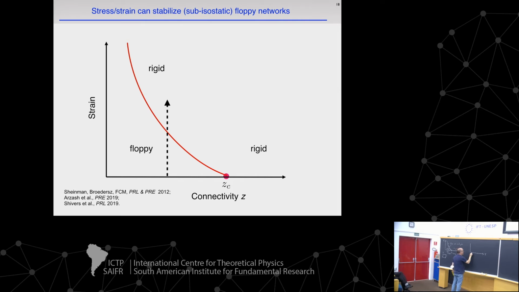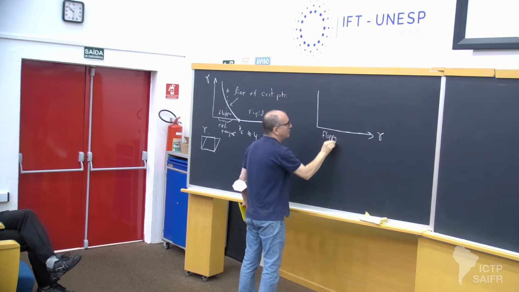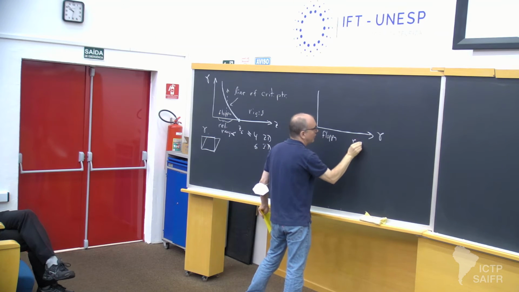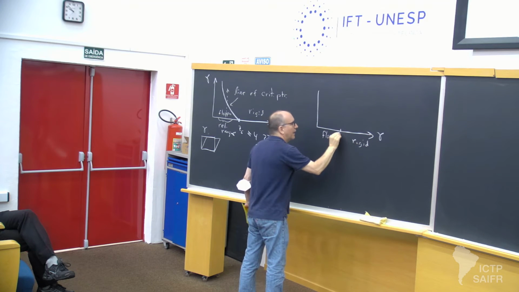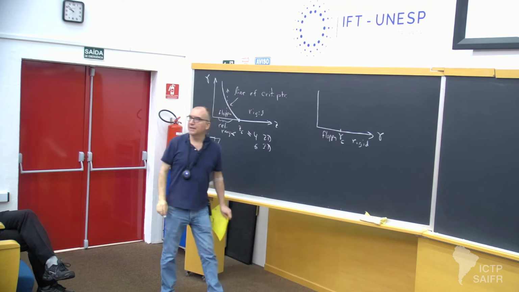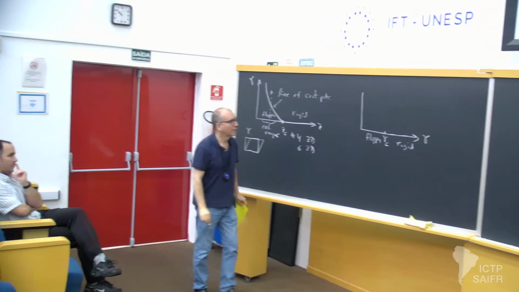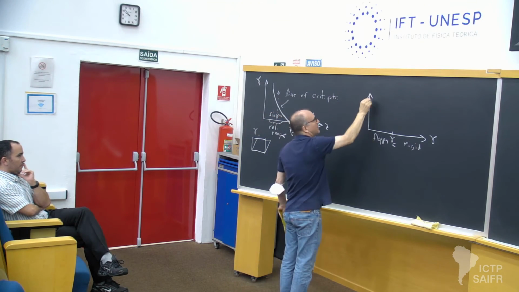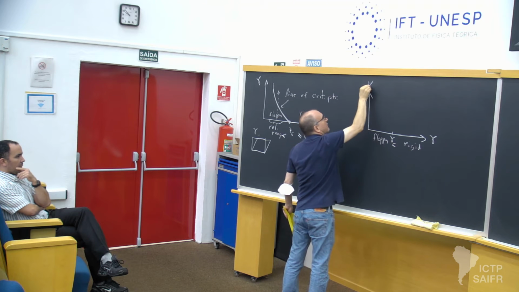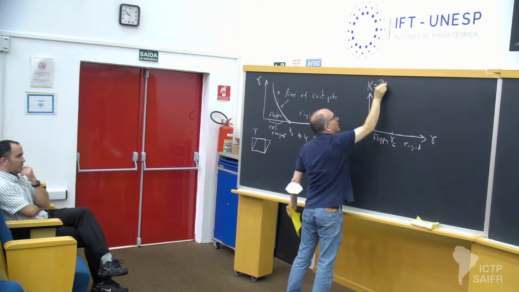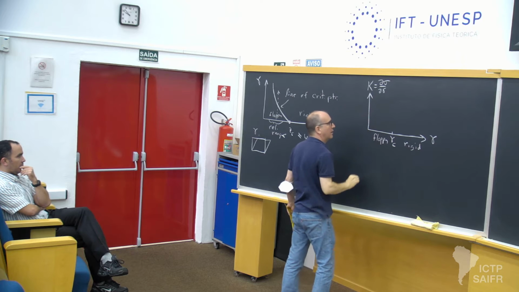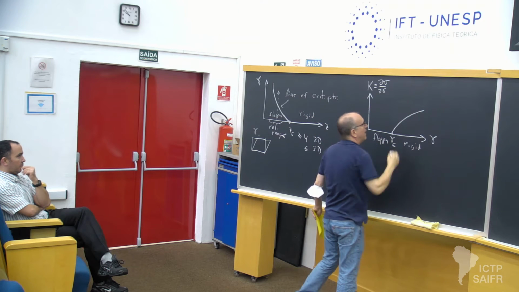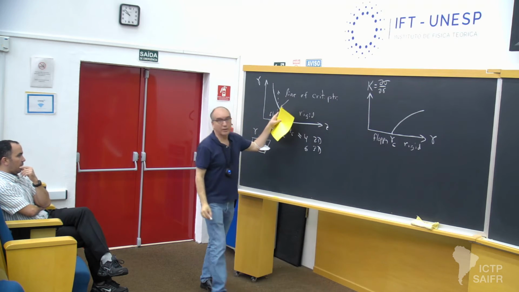There's a floppy phase, transitioning ultimately under appropriate conditions to rigid. There'll be a critical value of strain separating those two. And for instance, if I were to measure something like the modulus, I'm going to argue you should look at the tangent modulus. Then you might imagine something like that if it's critical.